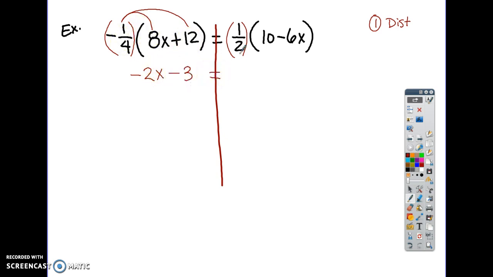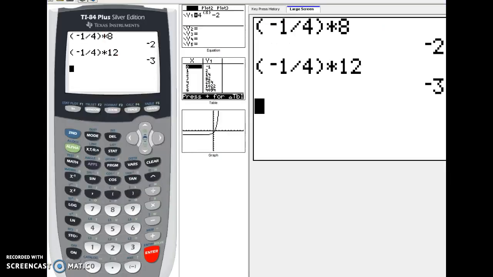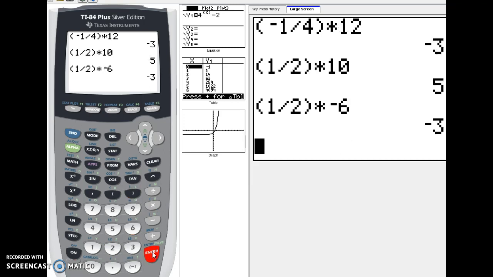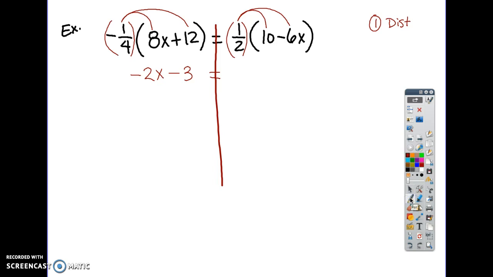Equal. On this side, we're going to multiply 1/2 times 10 and 1/2 times negative 6. That's the same thing as halving something. So half of 10, what is it? And half of negative 6, what is it? So again, we would put that in the calculator. Parentheses 1/2 times 10 is 5, because half of 10 is 5. And parentheses 1/2 times negative 6 is negative 3, because half of negative 6 is negative 3. So I would put 5 right here, no x, because this one didn't have an x, and minus 3x, because this one had an x. Okay, so I'm done with that.